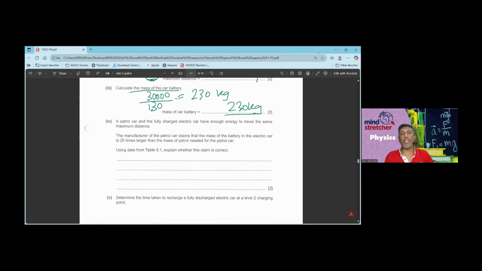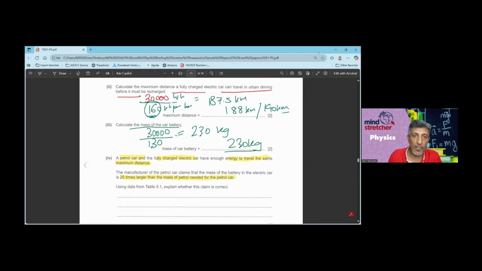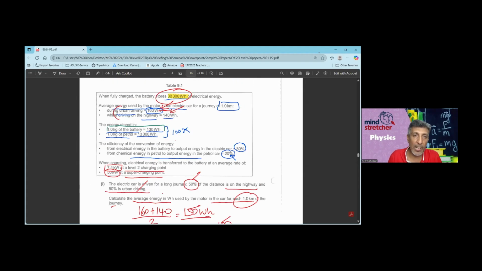Right. Now, here's the interesting part. A petrol car and a fully charged electric car have enough energy to travel the same maximum distance. The manufacturer of the petrol car claims that the mass of the battery in an electric car is 25 times larger than the mass of petrol needed for the petrol car. So let's take a look at this using data from table 9.1. You already know that 1 kg of petrol provides 13,000. 1 kg of battery gives 130. But look at the efficiency. Guys, you have to also take into account the efficiency.